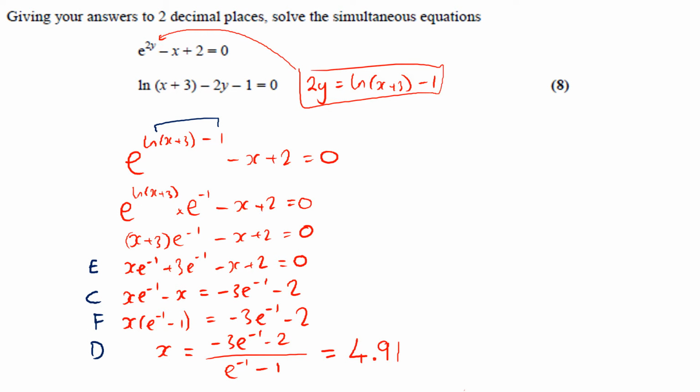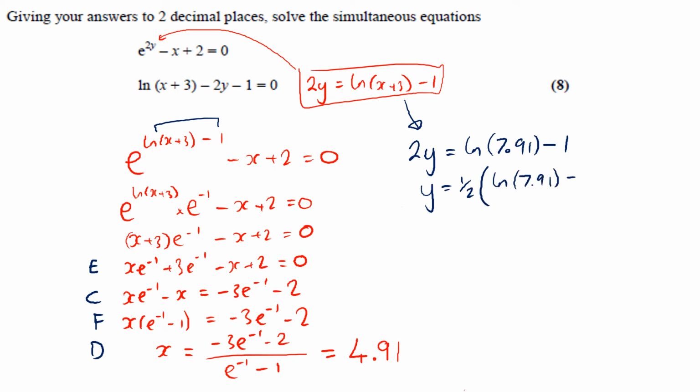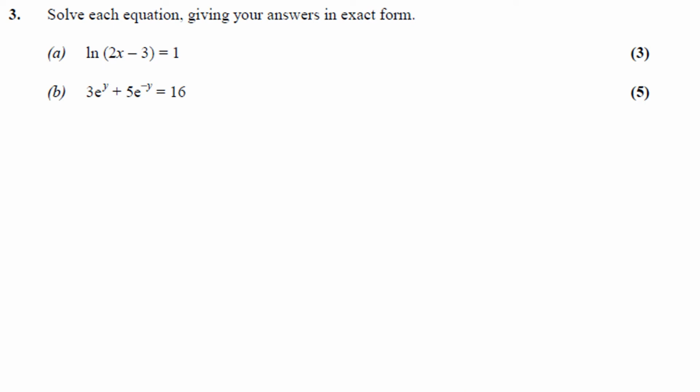Now obviously it's a simultaneous equation, so we need to find y as well. So we're going to again use this equation and substitute in that x is 4.91. So 2y equals ln of 7.91 minus 1. So y would be a half of ln of 7.91 take away 1, and that gives you y is 0.53. Okay, so that was an 8 marker.